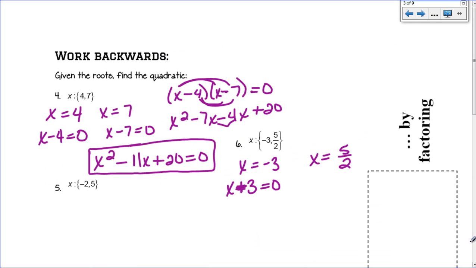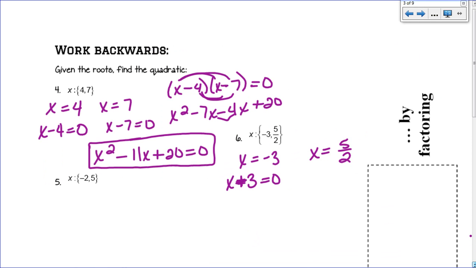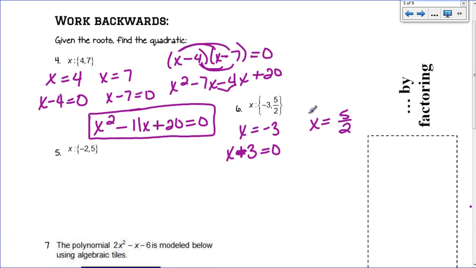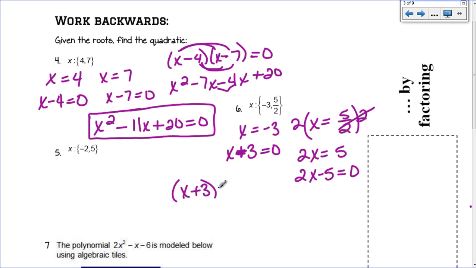fraction. The first step we're going to do to undo that fraction is get rid of that denominator. And if you remember, to clear a denominator, we multiply by whatever it is. So those 2's cancel, so I have 2x equals 5. Now to make that equal 0, I can subtract my 5, so you have 2x minus 5 equals 0. So here are your two factors, x plus 3 and 2x minus 5.